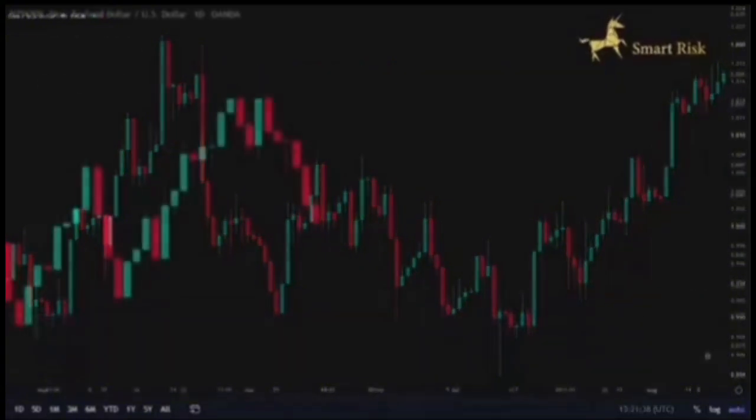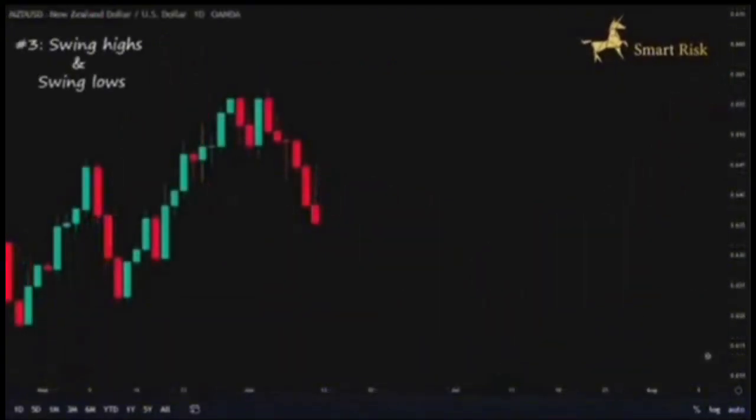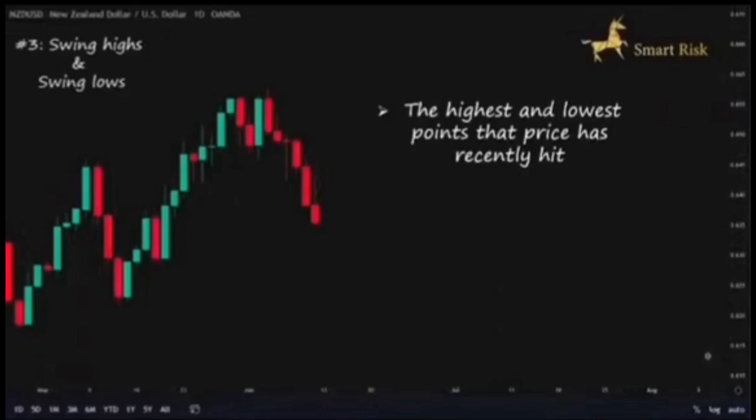Swing lows and highs are points on the chart that might behave as inducements. As you know guys, swing highs and swing lows are the highest and lowest points where price has recently hit. Especially on higher time frames like daily, these points are more important and price has more tendency to respect them. So, traders always get induced into the market at swing highs and swing lows.